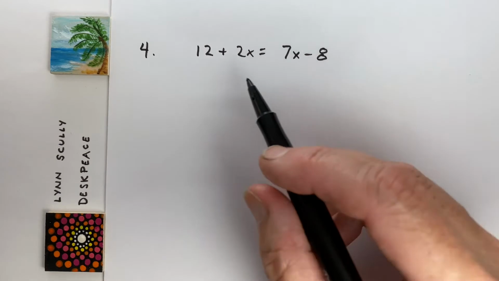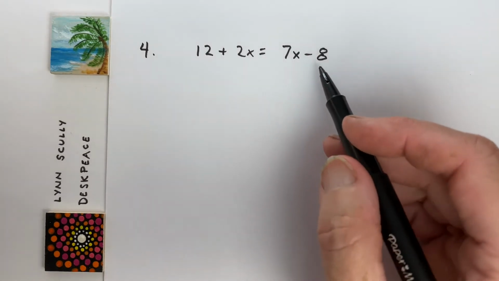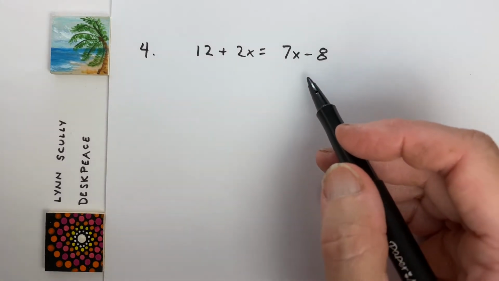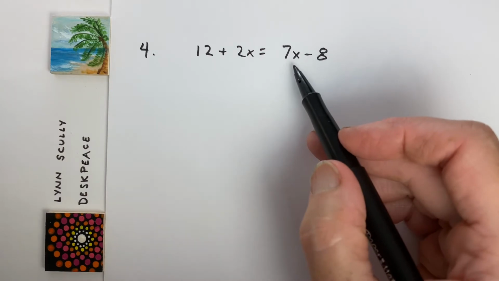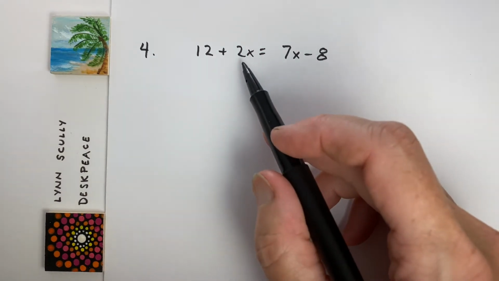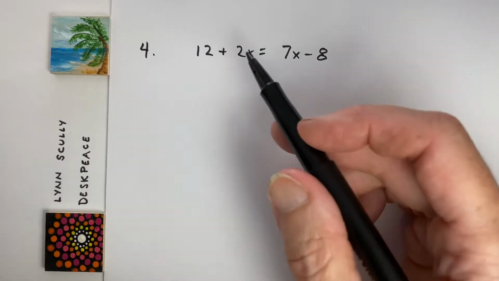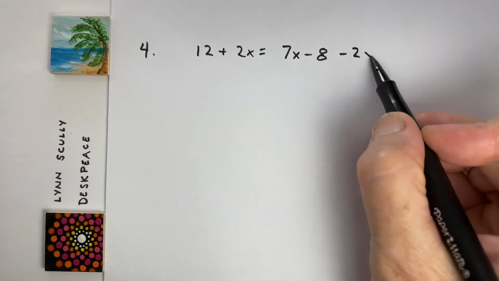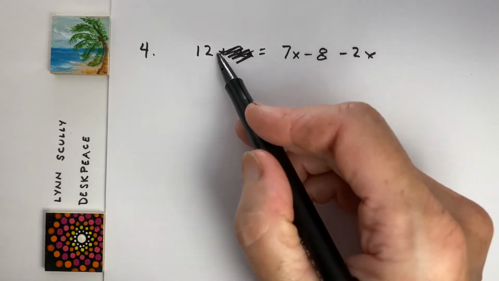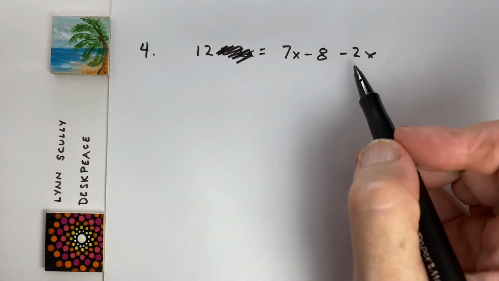Number 4, 12 plus 2x equals 7x minus 8. I want to solve for x. I see there's more x's over here, so I'm going to take this plus 2x and move it over to this side of the equal sign. It's attached by addition. I'll move it by subtraction over here. Now I've got all my x's on this side.